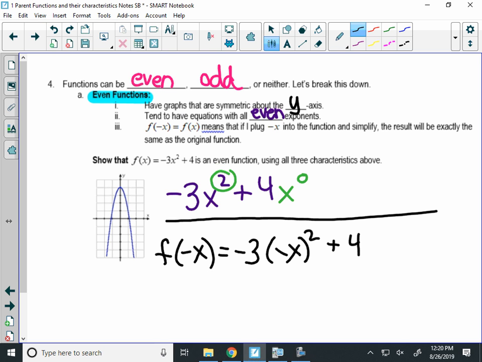I've inputted negative x for the input. What is negative x squared? Yeah, just x squared, right? A negative, when you square it, turns positive. So this simplifies to be negative 3 and then positive x squared plus 4. Well, what do you notice about this equation and the original equation? They're the same. If I put negative x into the equation and get the exact same equation out, that means it's an even function. That was a proof right there.